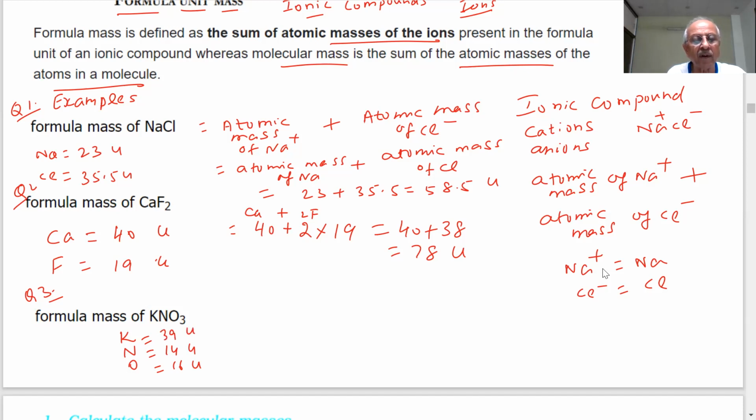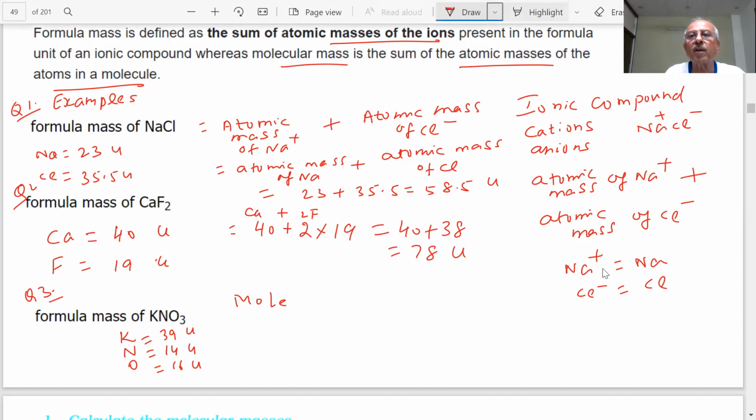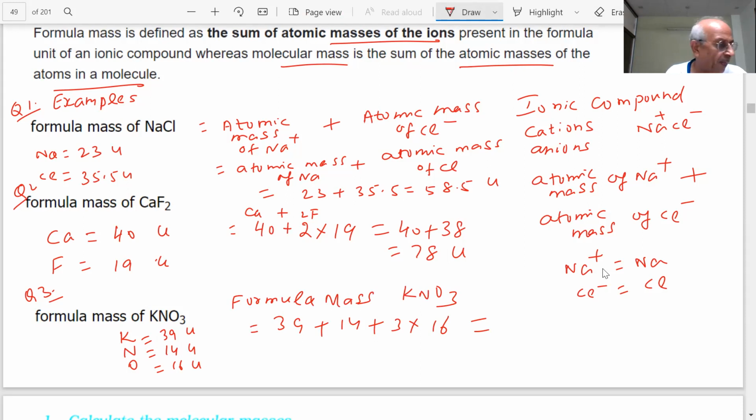Then what will be our answer? What will be the formula mass? KNO3. What is potassium? 39 plus nitrogen 14. How many oxygens? 3. What is the answer coming? 101.